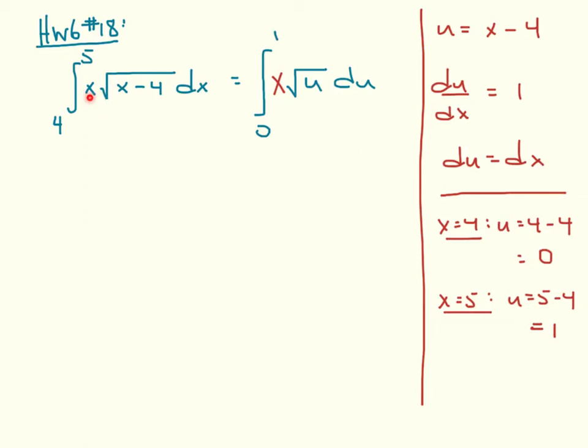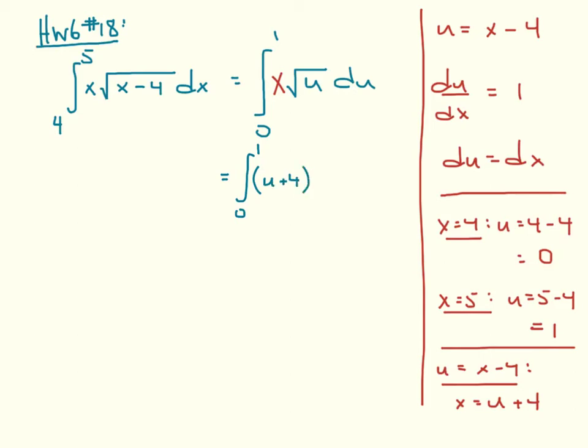Okay, well, what you do, which is different than a lot of the u sub problems, is you actually use the definition for u and rewrite it in terms of x. So if u is equal to x minus 4, that's equivalent to saying that x is equal to u plus 4. Okay, so we're going to replace this x with u plus 4, and that'll give us an integral entirely in terms of u. So we've got 0 to 1, u plus 4 times the square root of u du.